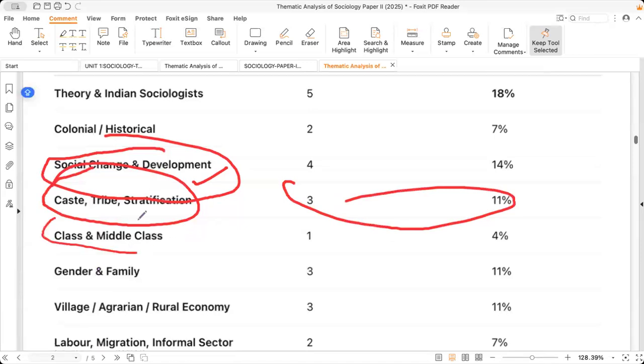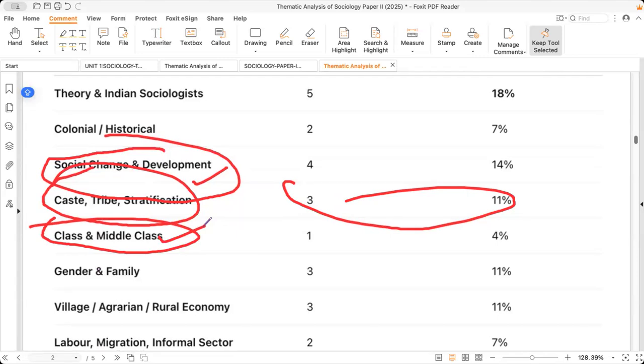Then class and middle class. Middle class will remain important. When they ask about the middle class, they classify different perspectives, like the neo middle class. In the neo middle class, they might ask about neo middle class women, their work lives, or their family lives. Different perspectives can be asked because this is the most fluid class.